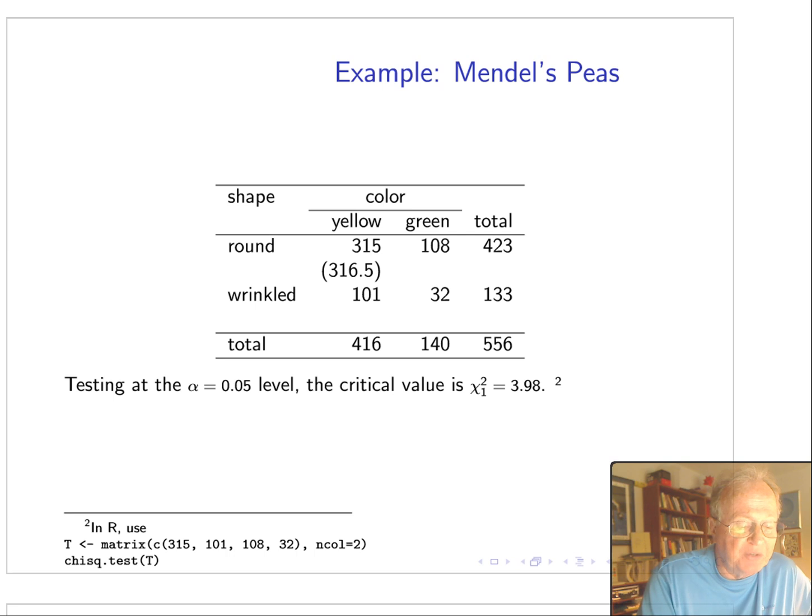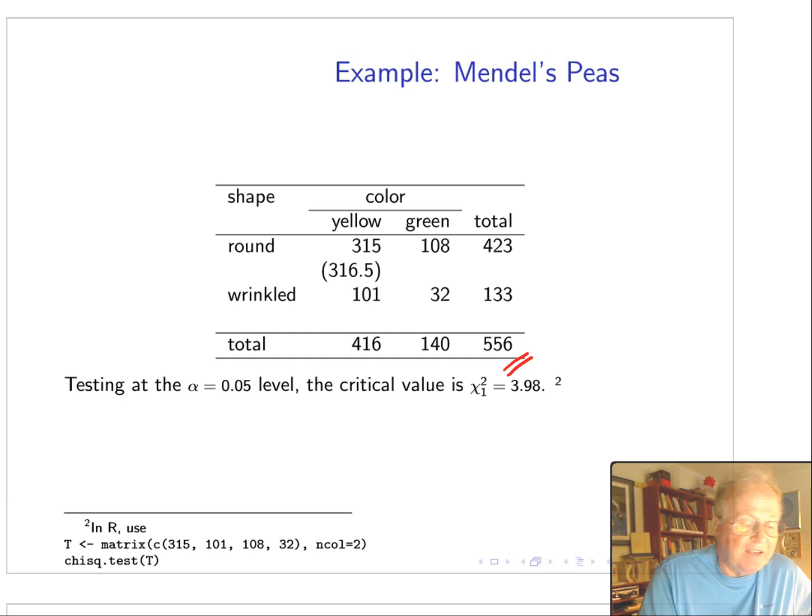He had 2 different colors, yellow and green, and 2 different shapes, round peas and wrinkled peas. He had 556 plants, and he was able to cross-tabulate them into these 4 different categories. And then the question was, are these two random attributes independent or dependent? A large chi-square statistic would indicate that they're not independent. A small one would indicate that they are.